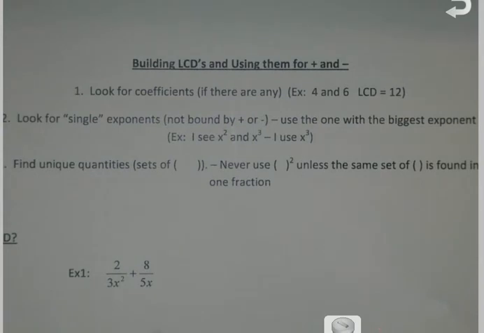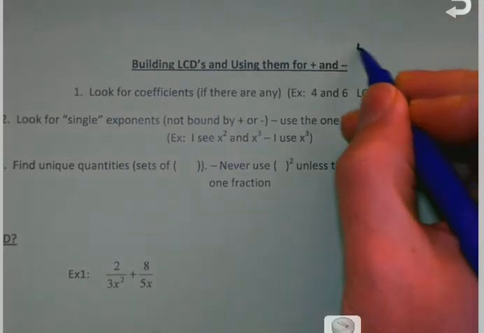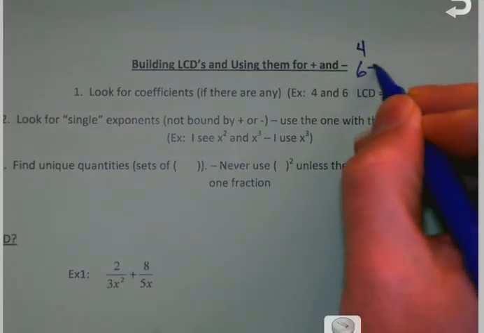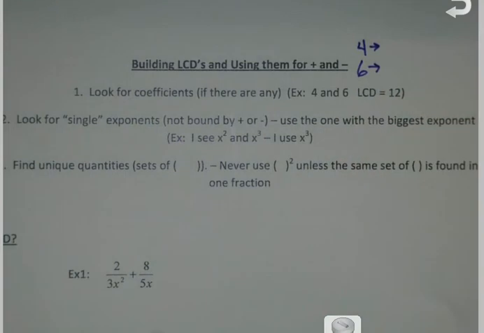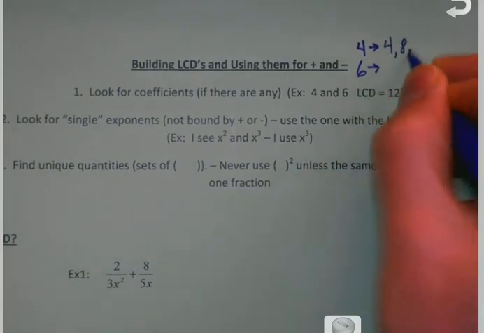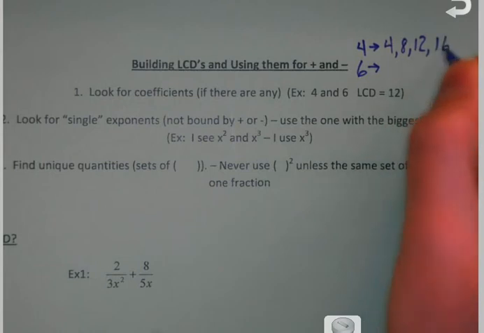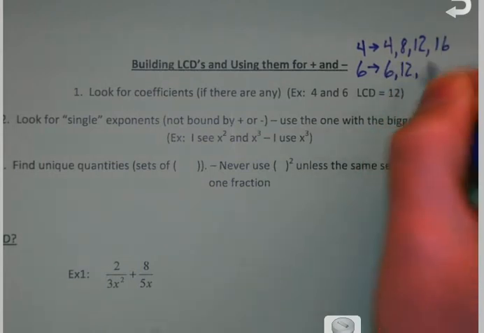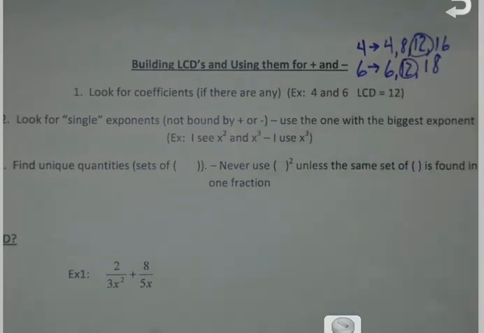So just as a quick review from yesterday, number 1, we're going to look for coefficients, if there are any. So example, if I had a 4 and a 6 that were sitting there, my LCD would be 12. Like, wait, how's my LCD 12? Remember, finding a least common denominator, well, our least common multiple would be in this case. If I started to count by 4s and by 6s, what's the first number that would show up in both lists? That's how we're trying to find that numeric value for our common denominator.